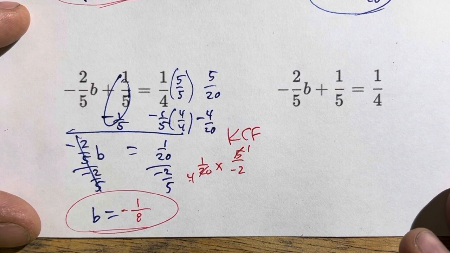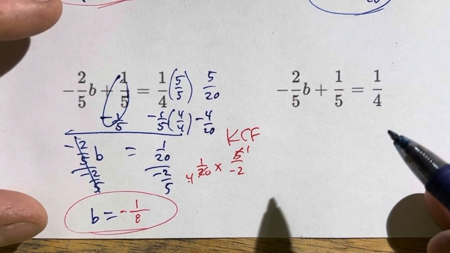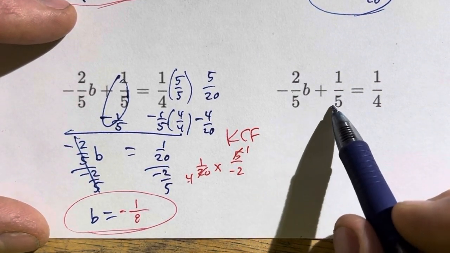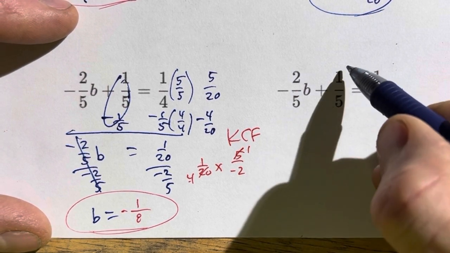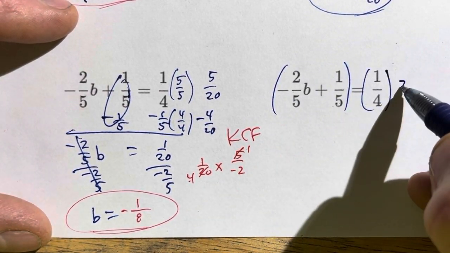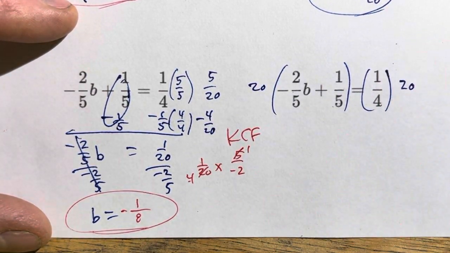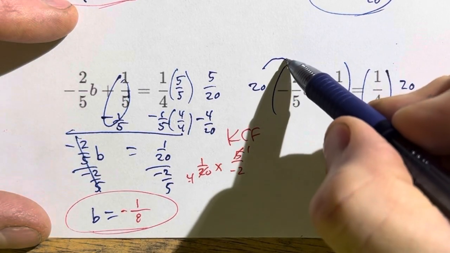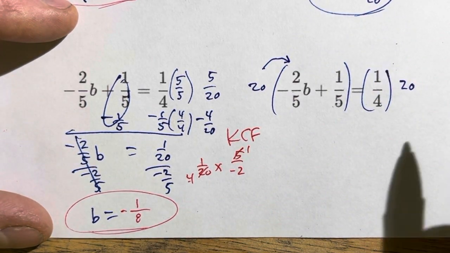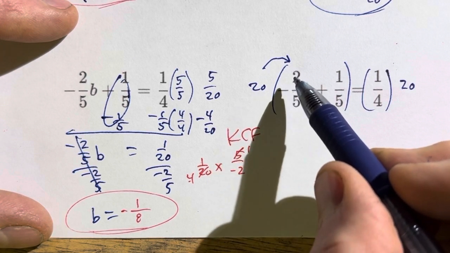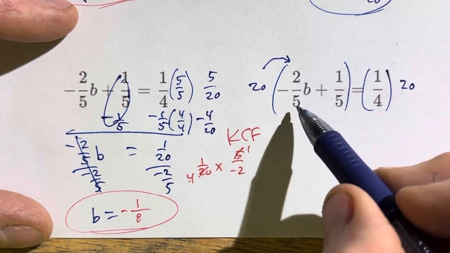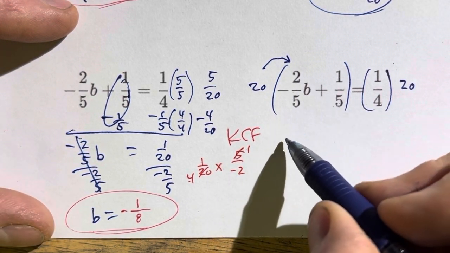But if you do it this other way, which I like a little better, my common denominator was going to be 20. So I'm going to multiply both sides by 20. Now here's where you just got to be careful. When you distribute, make sure you don't make any mistakes. So 20 times -2/5 is going to be -40 over 5, which is -8.